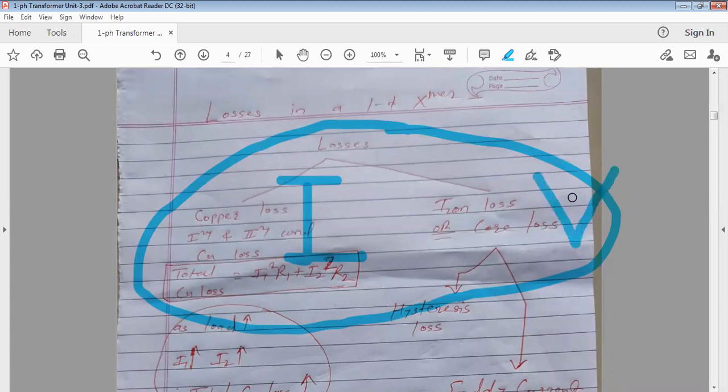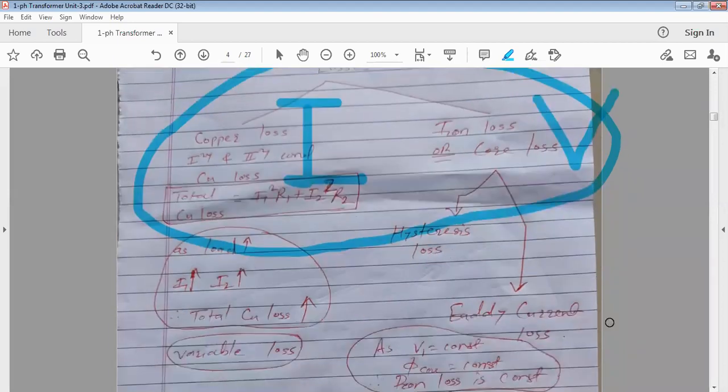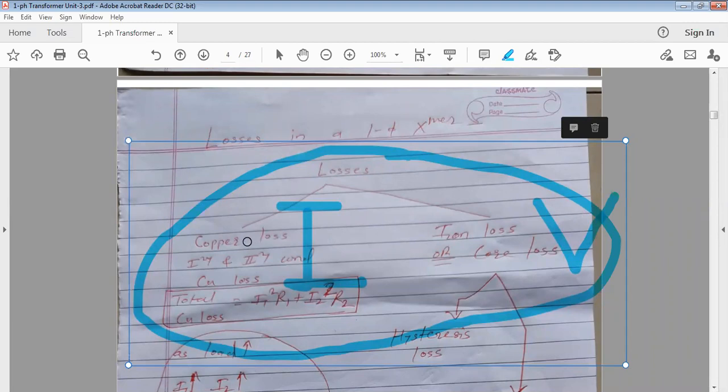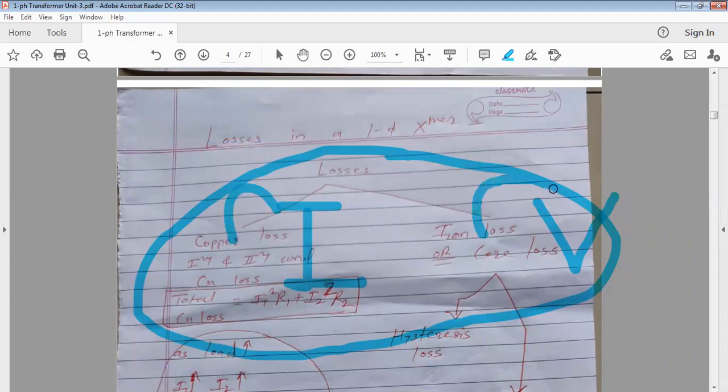Voltage, because I told you as voltage is constant, flux is constant, and that's why we can say hysteresis and eddy current loss is constant. If you change the supply voltage, flux in the core will change, flux density in the core will change, then accordingly eddy current and hysteresis loss also will change, isn't it? But practically as V is constant, core loss is constant, isn't it? Means what is the conclusion? Copper loss depends on current, and core loss, that is the iron loss, depends on voltage.